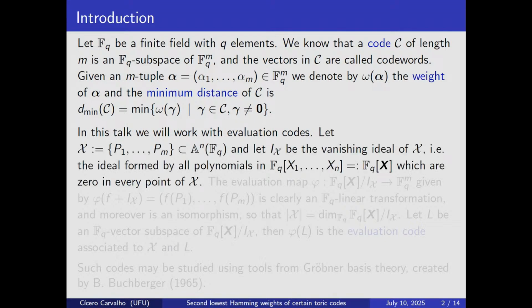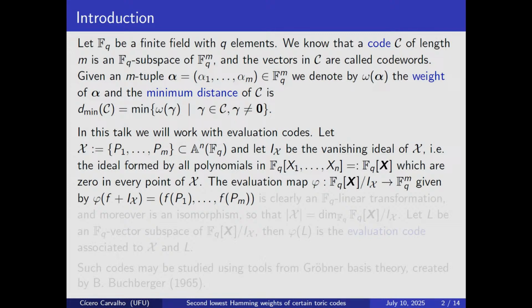Evaluation codes: we start with a set X of points in the affine space of dimension m. We denote by I(X) the vanishing ideal of X, which is the ideal formed by all polynomials in this polynomial ring which are 0 at every point of X. Then we have this evaluation map from this quotient to Fq to the m. So we take a classical polynomial and evaluate the representative at the points. Of course, this is well defined.